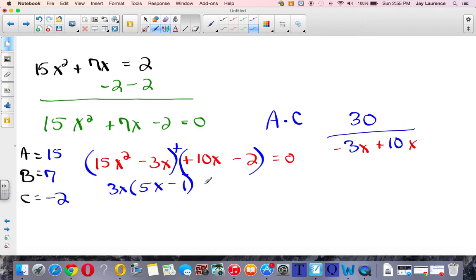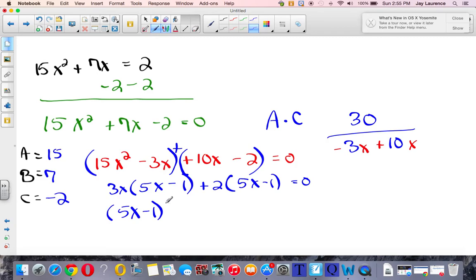And then I'm going to GCF the second quantity. It looks like it's going to be a positive 2, and I'm going to get a 5x minus 1 equal to 0. Going to GCF one more time. Some of you are stopping short on this, and it's causing you to get things wrong. Okay, make sure you factor all the way.